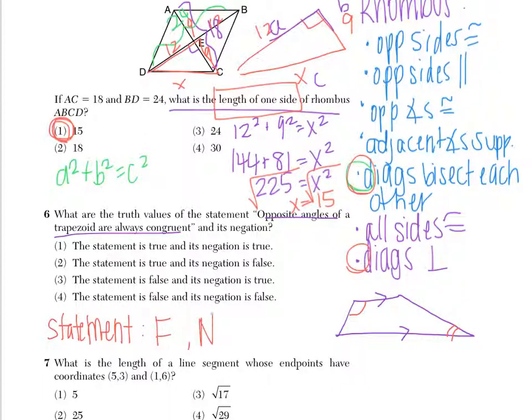So then the negation is where we insert the word not. Opposite angles of a trapezoid are not always congruent. If the original statement was false, then the negation must be true. So I'm looking for a statement is false, negation is true, choice 3.